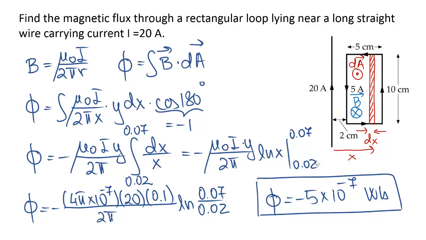What does it mean that the flux is negative? It means that the field lines in this rectangular loop are actually going in instead of coming out. That's what negative flux means. And that agrees with the direction of the magnetic field that we have actually identified.